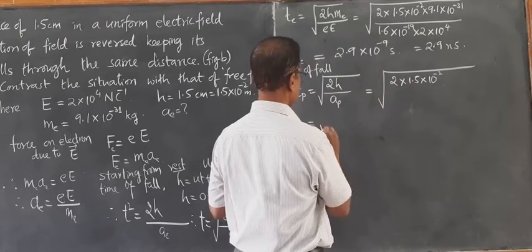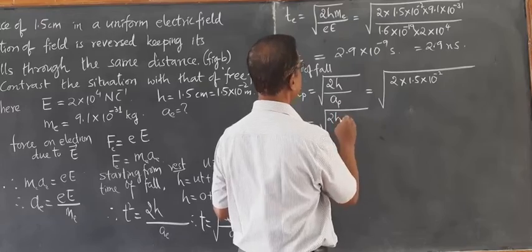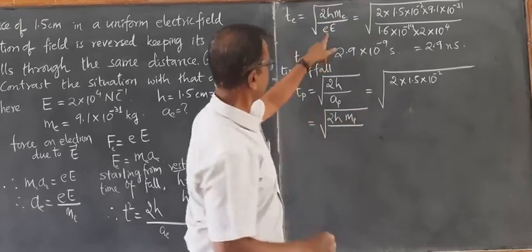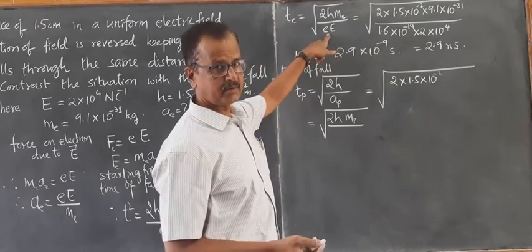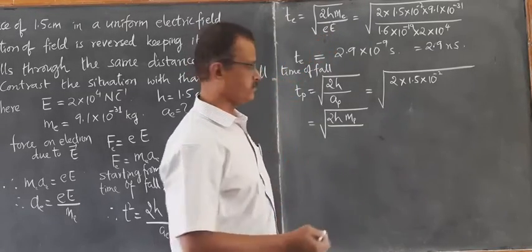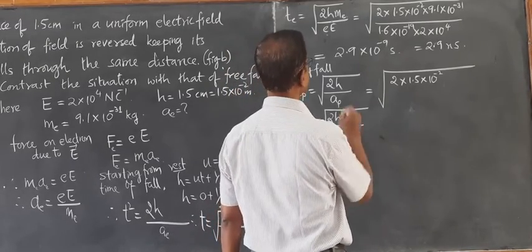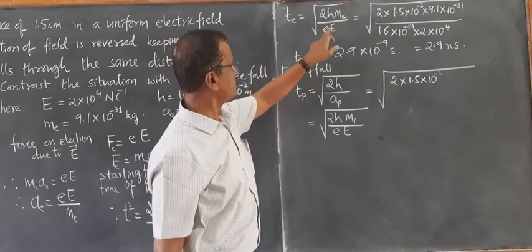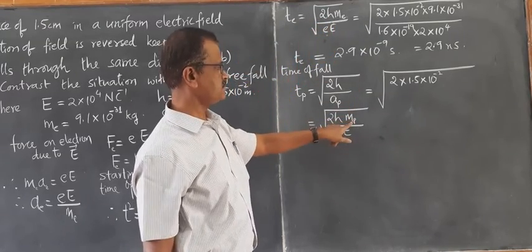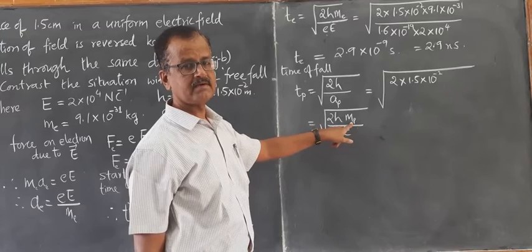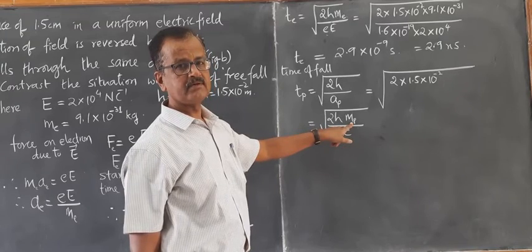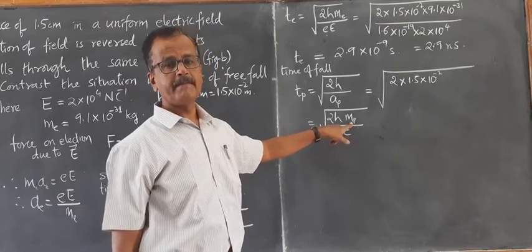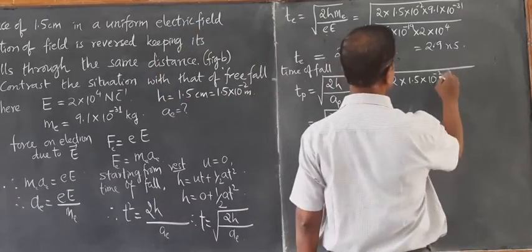The next step is the square root of 2H into mass of proton divided by E, where E is the charge of proton. Charge of proton is the same as charge of electron; there is no difference. Into electric field. The electric field is the same, so 2H upon E is the same. The only difference is the mass of proton. We have to substitute the mass of proton.